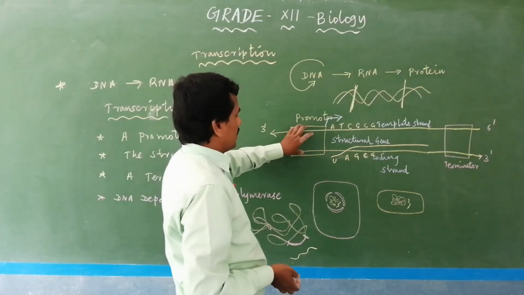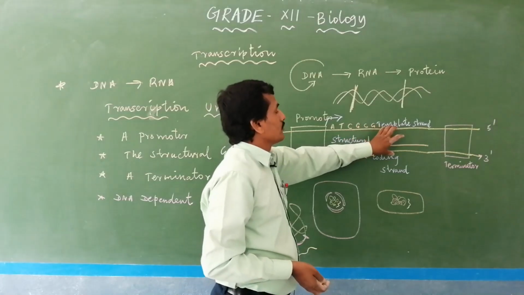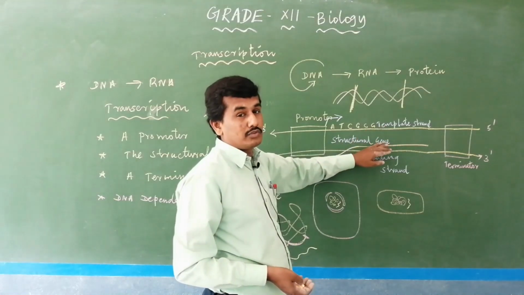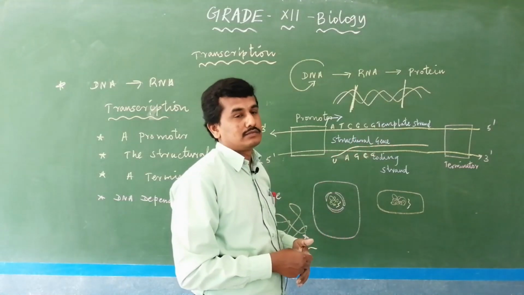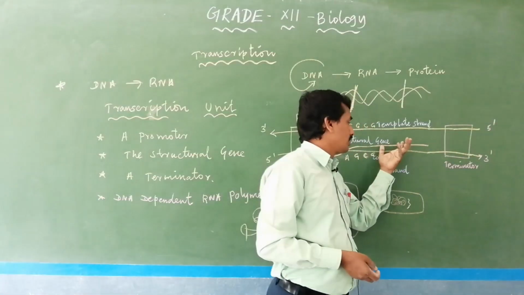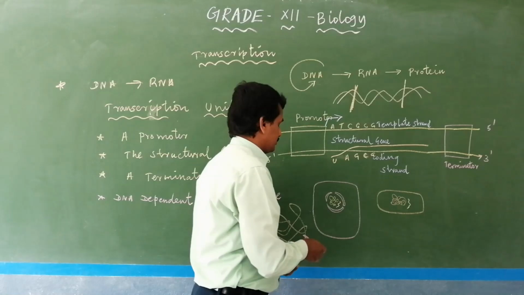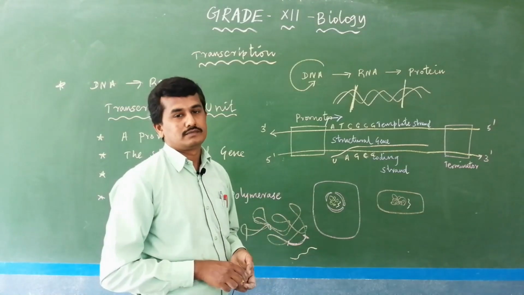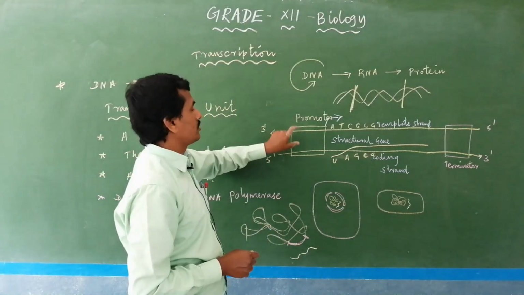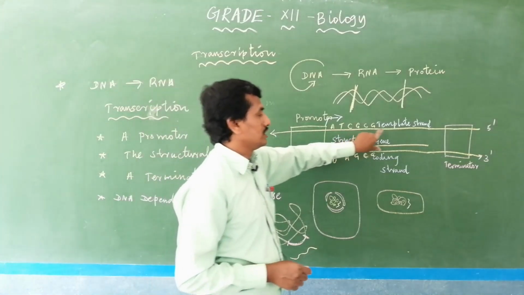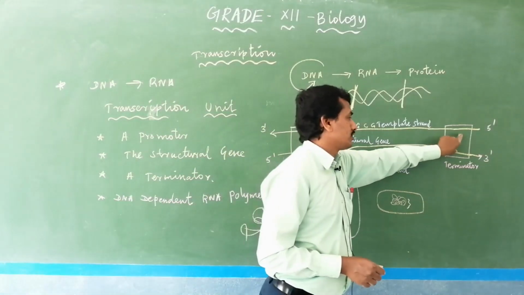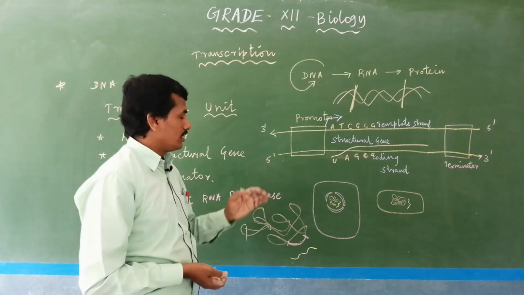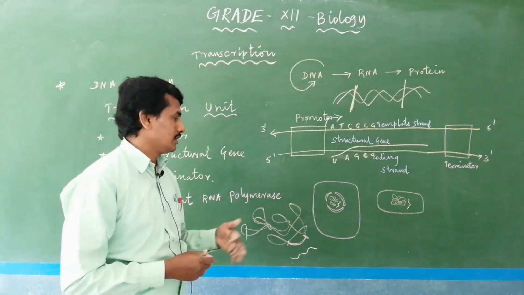The RNA polymerase keeps moving slowly on the DNA. During movement it forms the mRNA opposite to the template strand. The RNA is always formed opposite to the template strand of the DNA. Then when it reaches the terminator region, the mRNA formed is released into the nucleus. So when the terminator arrives, the process is over. Transcription starts from the promoter, elongates in the structural gene area, and stops at the terminator region. The mRNA formed is then separated in the nucleus.